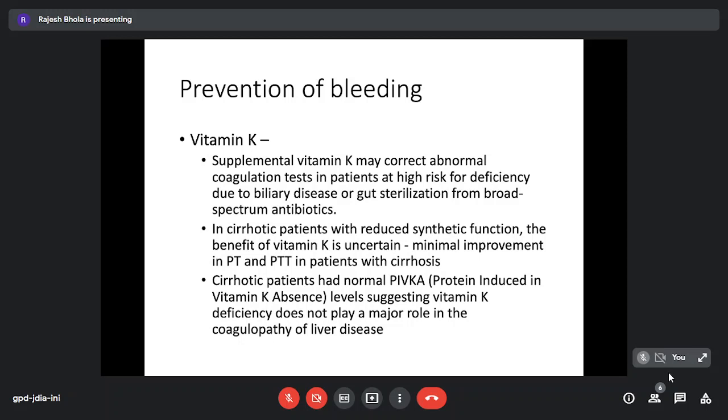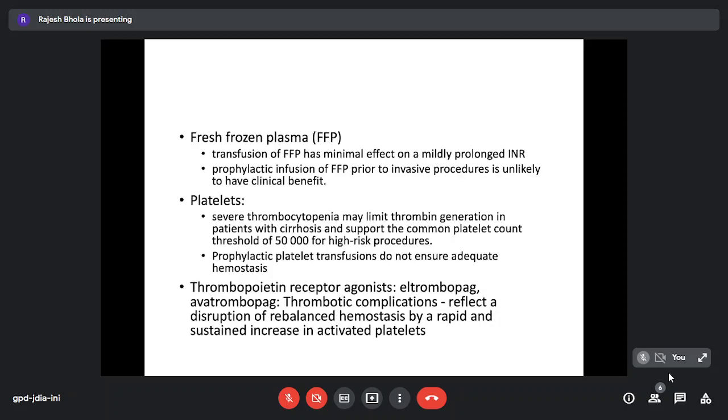And it has been observed that cirrhotic patients had normal PIVKA level, that is protein induced by vitamin K absence. So that suggests vitamin K deficiency actually does not play a major role in coagulopathy in liver disease, unless there is gut sterilization happening or a biliary disease is there. Transfusion of FFP has minimal impact on mildly prolonged INR, and prophylactic transfusion of FFP prior to an invasive procedure is unlikely to have any clinical benefit.